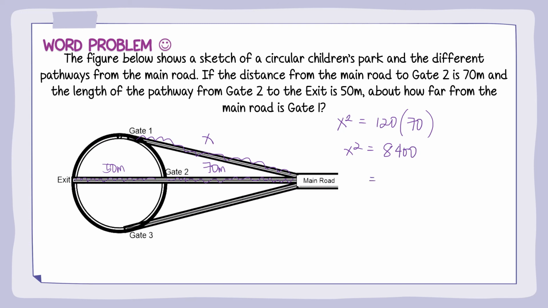And what is the square root of 8,400? So you may use your calculator. We'll take the positive, the principal root na lang kasi we were talking about distance. So we have to get the positive one. That is approximately equal to 91.7 meters. Okay? Don't forget the unit. Ayan. So the distance from gate 1 to the main road is 91.7 meters.